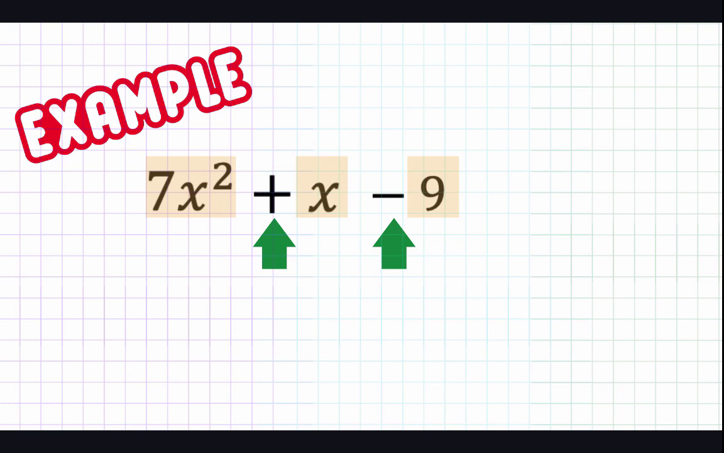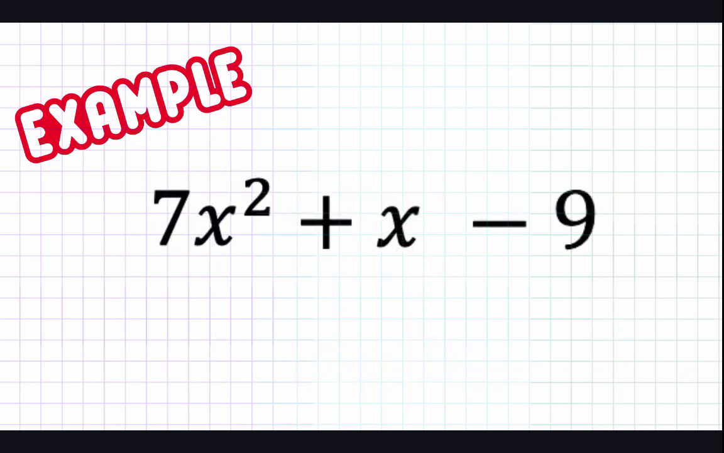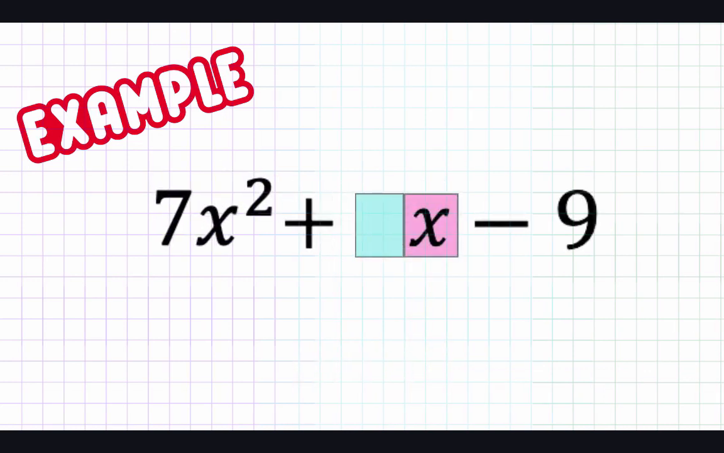However, it looks like there's something missing with the last two terms. The middle term seems to be missing its number part or coefficient, and the last term is missing its variable part. The middle term is easy to explain. There really is a number part there, it's just 1.